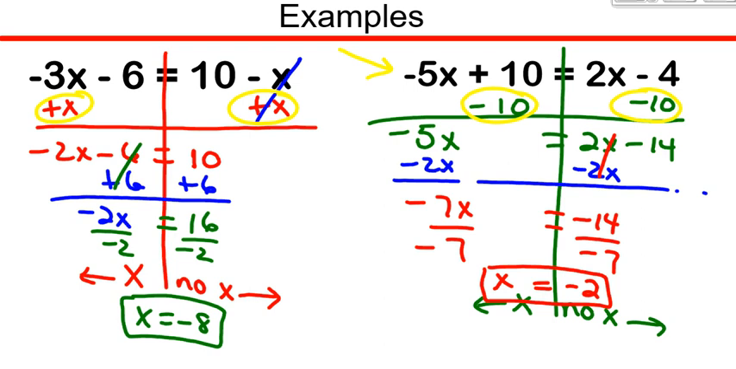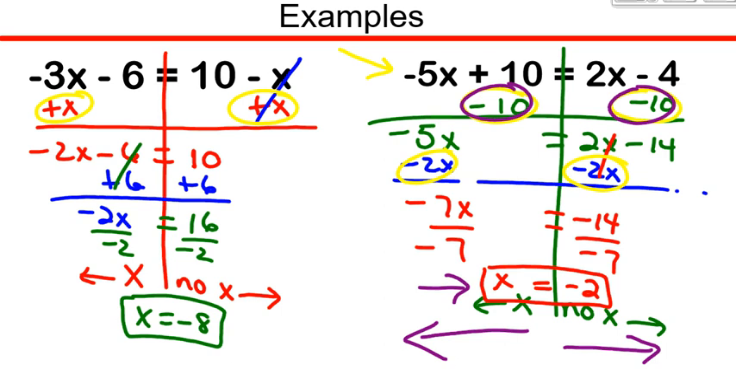I could have easily subtracted the 2x first and then done the negative 10 second. The order doesn't matter really. You will still end up with the same exact answer. So you get to choose which one you want to add or subtract first. Just make sure that you're getting all your x's on the left and all your non-x's on the right.